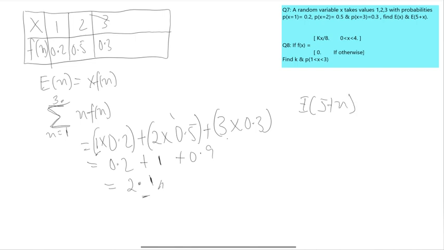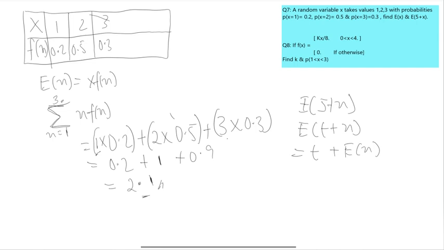So now we're going to find E(5 + x). Whenever we have something like this, let me use t + x. Whenever we have E(t + x), it is going to be equal to t + E(x). It's a very simple formula. There are many others like this, but it's ideal that you have this at the back of your mind. So whenever we have E(t + x), it's going to be t + E(x). Now we've already gotten E(x) to be 2.1.